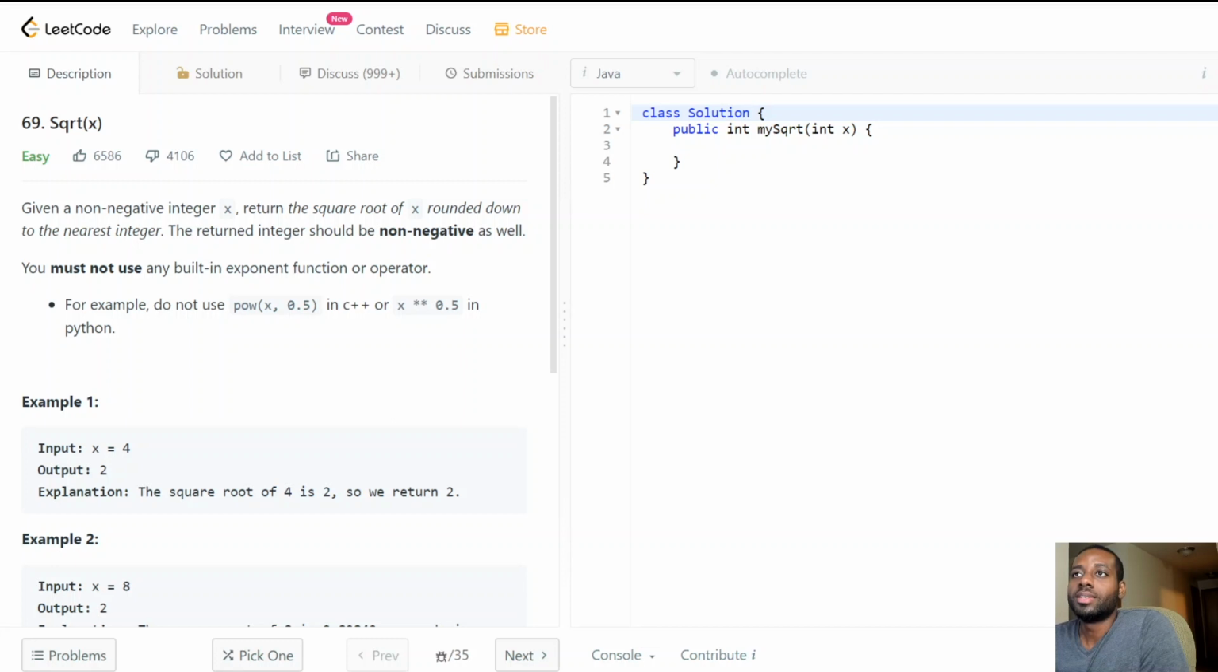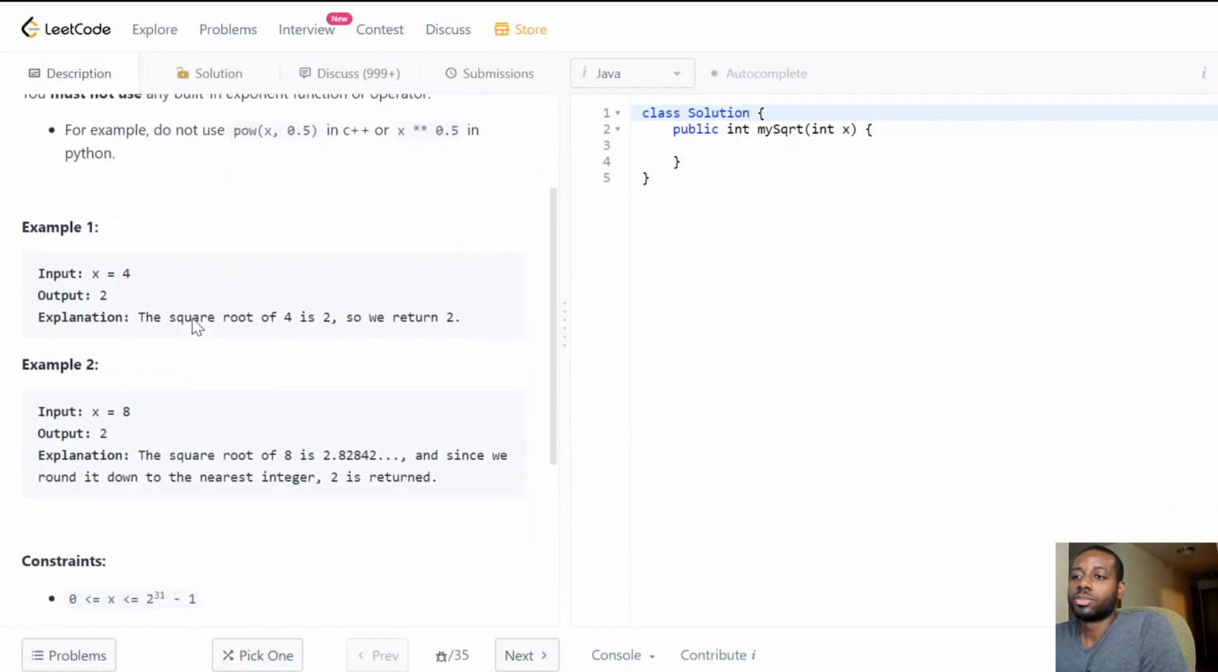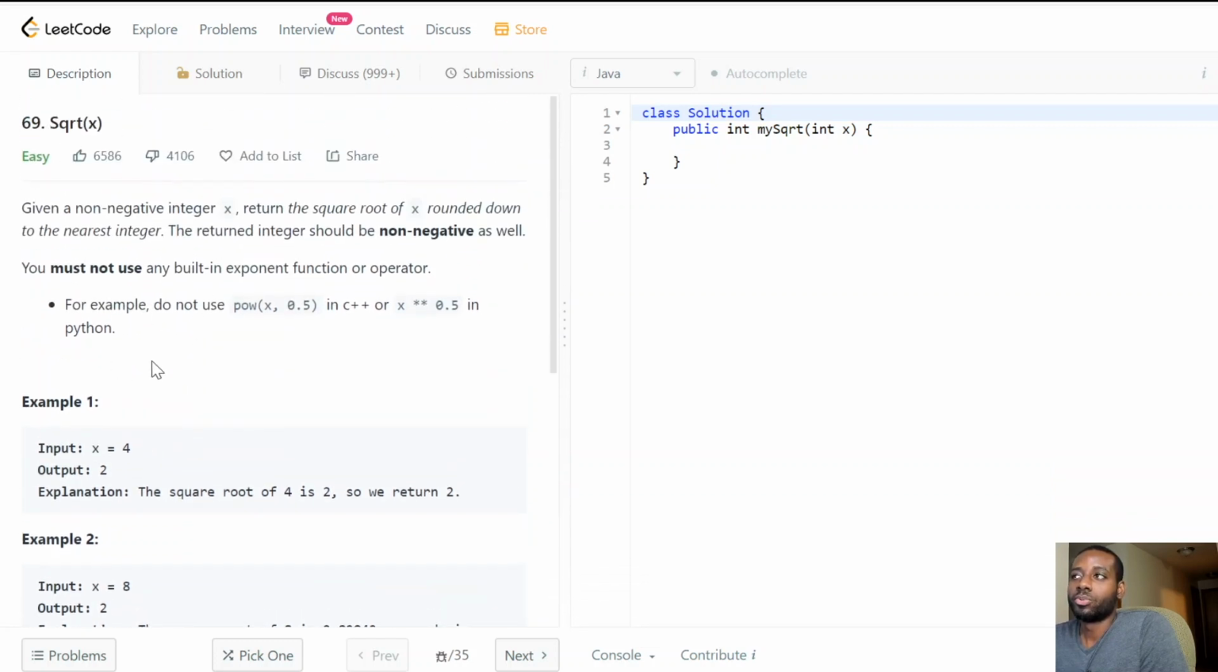So it says, given a non-negative integer x, return the square root of x rounded down to the nearest integer. The returned integer should be non-negative as well. You must not use any built-in exponent function or operator. So interesting, they want us to find the square root of the number.